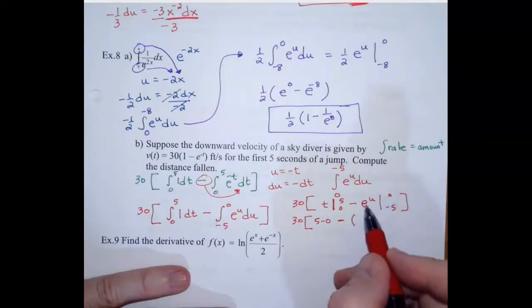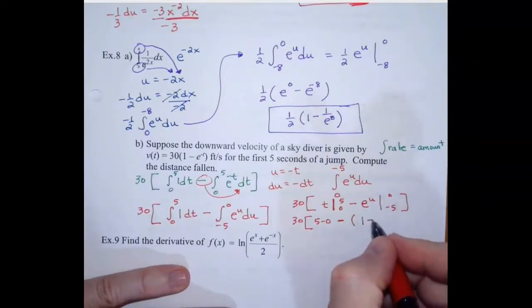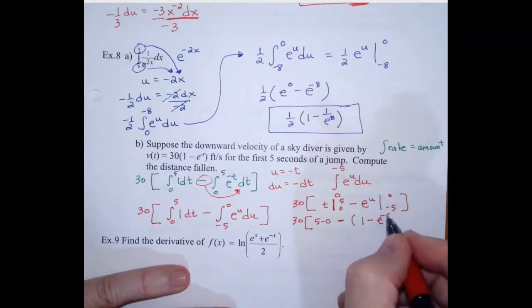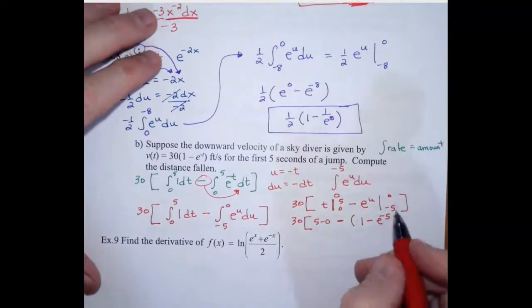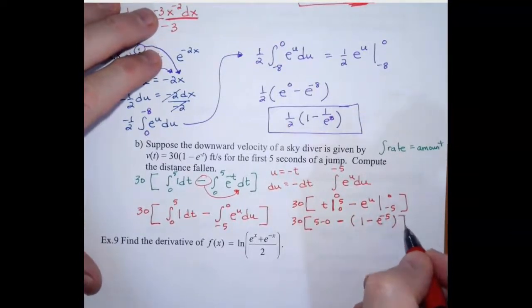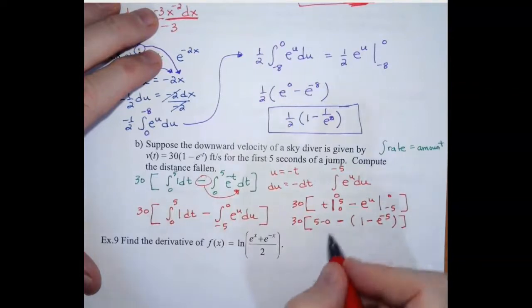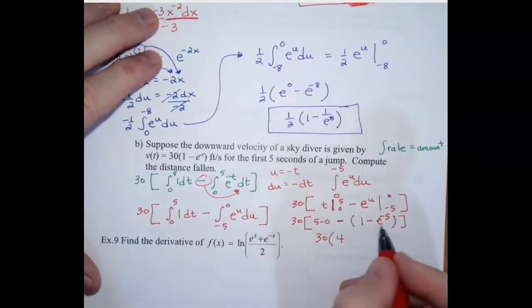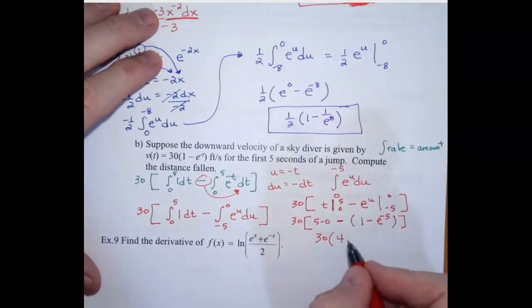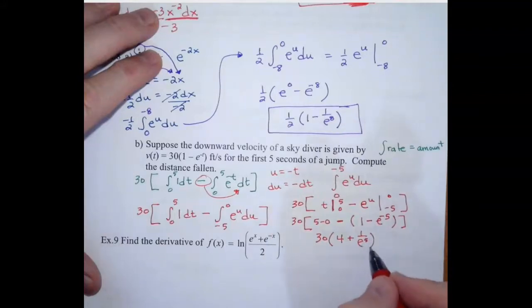So when you plug in 0, you're going to have e to the 0, that's going to be 1 minus e to the negative 5th. Okay? And so we have that. So that's going to be 30 times, this is 5 minus 1, so that's going to be 4. And we have a negative times a negative, that's going to be positive 1 over e to the 5th.